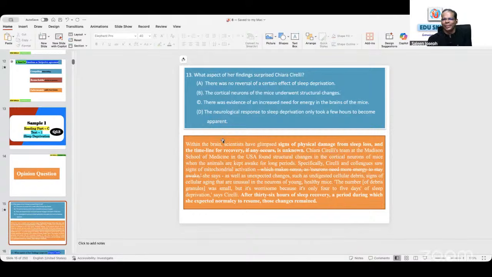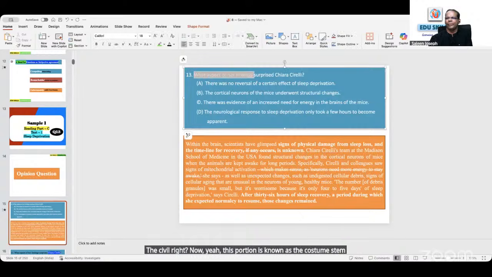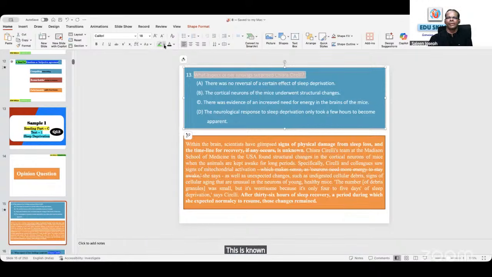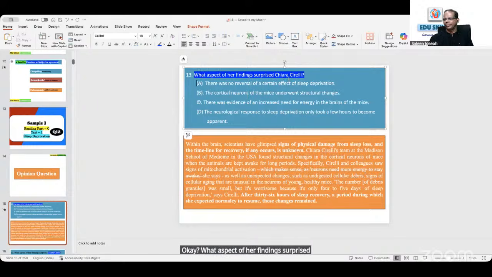Visible, right? Yes. This portion is known as the question stem, if there are beginners. Okay, I'll be using this expression very often. That's why this is known as question stem. Stem means the main branch. Okay, what aspect of her findings surprised Sierra Cirelli? How do I identify what type of question this is? This is emotion based. Name based.